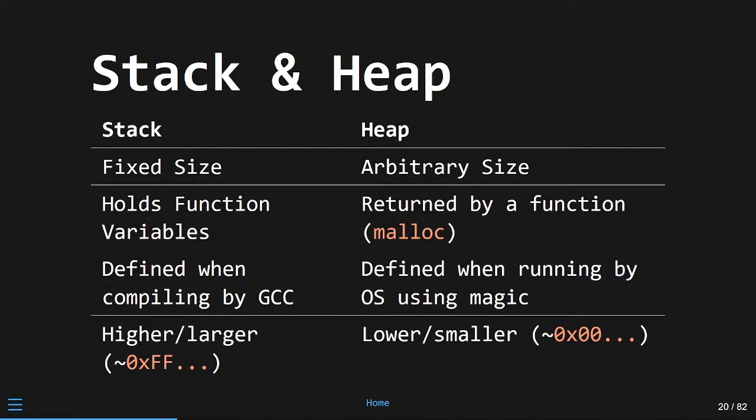Okay, so let's look at the difference between the stack and the heap. On the stack, we put things of fixed size. On the heap, we put things of arbitrary size. We allocate things on the stack by declaring variables. We allocate things on the heap with malloc. The stack is managed by GCC, and the heap is managed by a wizard named the operating system. And the stack tends to have higher values closer to FF, and the heap tends to have lower values closer to 00.